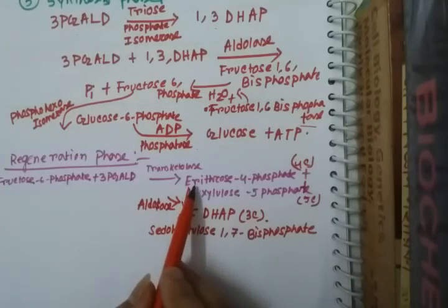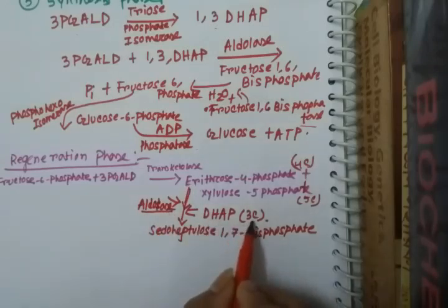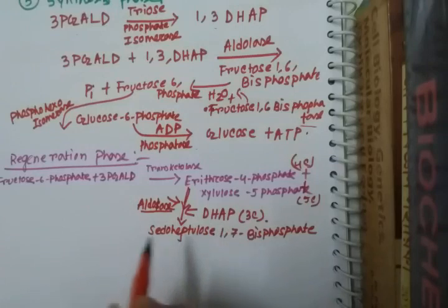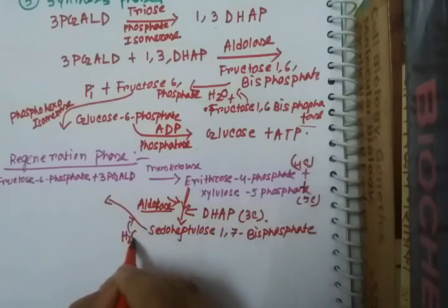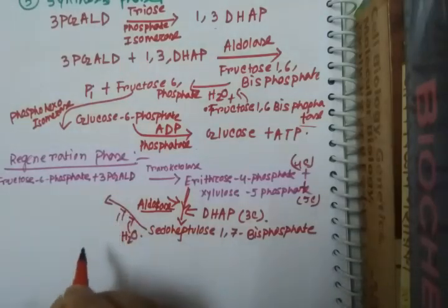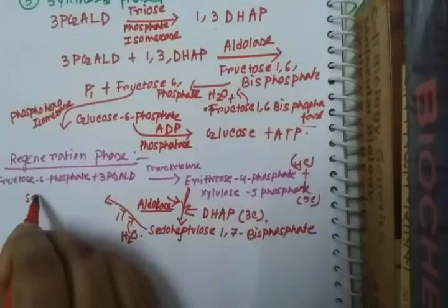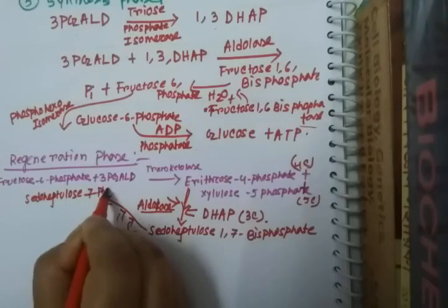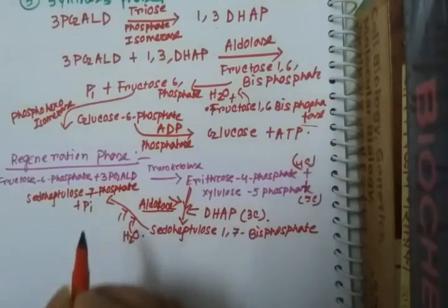So the erythrose 4-phosphate, with the help of the enzyme aldolase and a 3-carbon compound, that is DHAP, will form the pseudoheptulose 1,7 bisphosphate. And in the next step, the pseudoheptulose bisphosphate with H2O will be attached, and the enzyme present is pseudoheptulose 1,7 bisphosphatase. It will form pseudoheptulose 7-phosphate, and also inorganic phosphate.